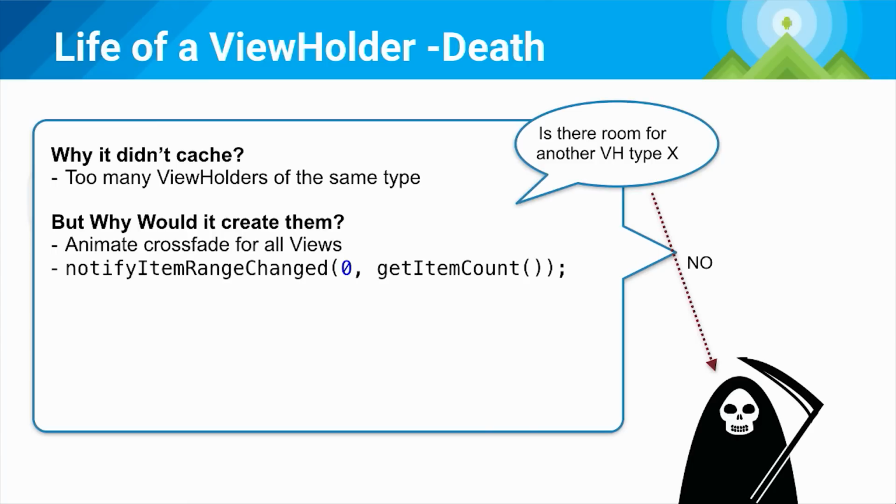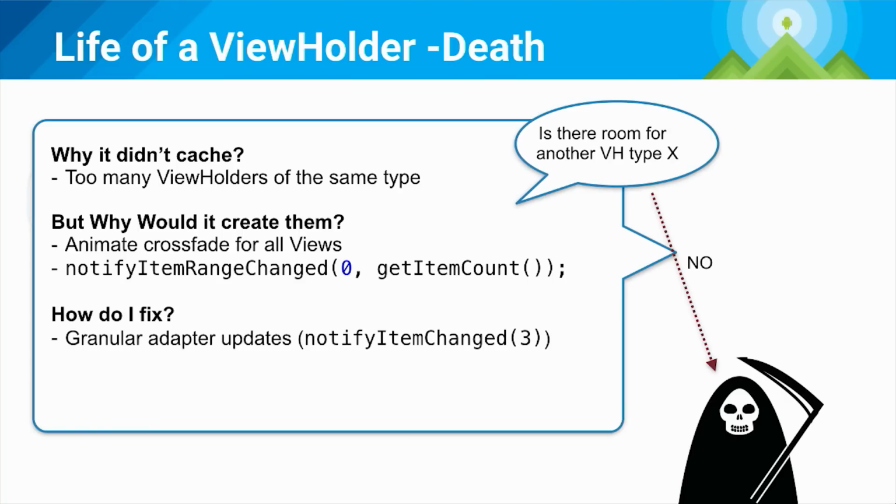And I want to show this here because I have seen this online. Don't do this. Don't tell the adapter all of your items from 0 to 1,000 have changed. RecyclerView won't be able to reuse any of those views. We'll get many of them created instead. So how do we fix this? The proper way to fix this is to tell RecyclerView which item has changed, or if you really, really need those view types, change the default cache size so that RecyclerView will keep more of them.